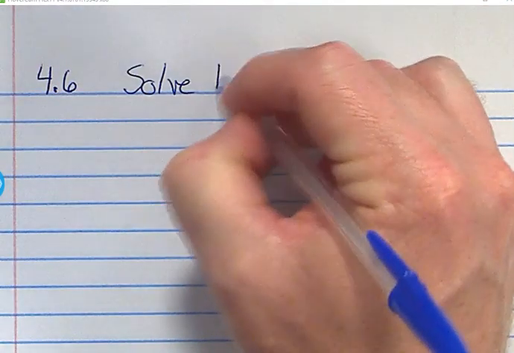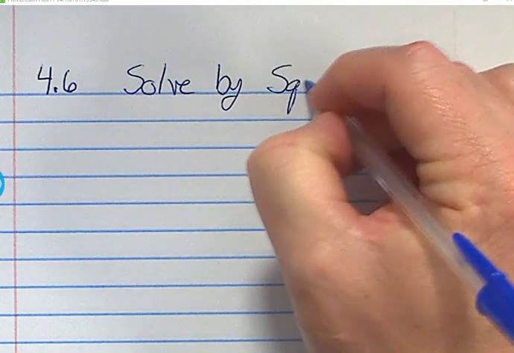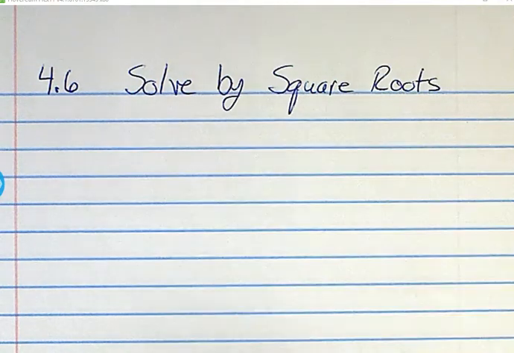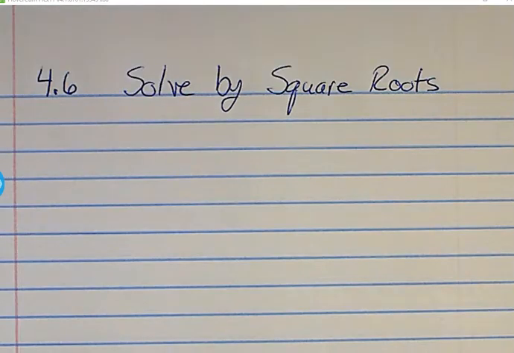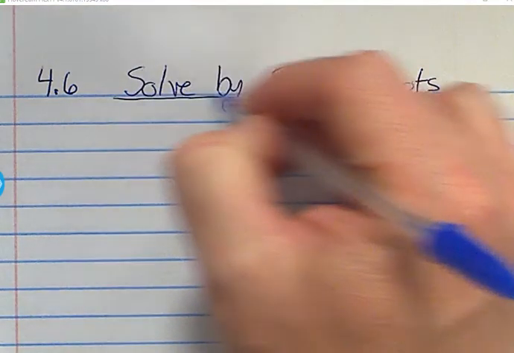All right, so 4.6 is just a little bit something different on this one. We're still going to solve, but this time we're going to solve by square roots. Okay, so it's going to have the setup like it did for factoring. But this time we're going to go through the different parts of this. And here's the biggest thing for this part when we're solving by square roots.